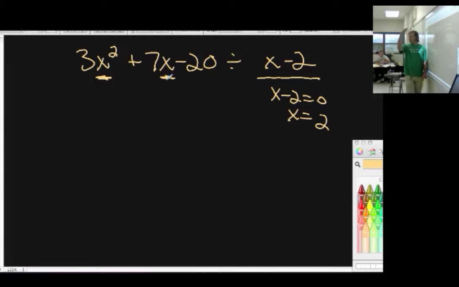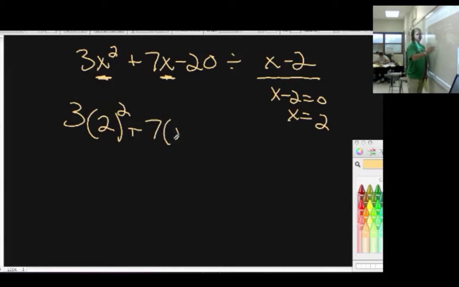And if you want the mathematical verbiage for it, go for it. Look in your book. But for me, I know I set the thing I want to divide by equal to 0, solve, and then just plug it back in. So we have 3 times 2 squared plus 7 times 2 minus 20.